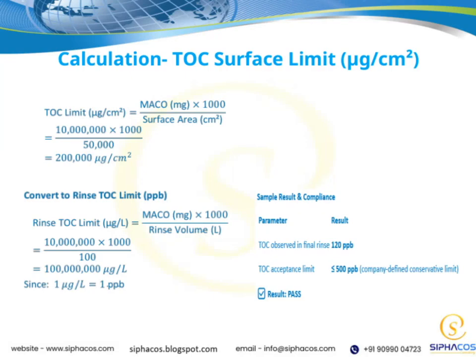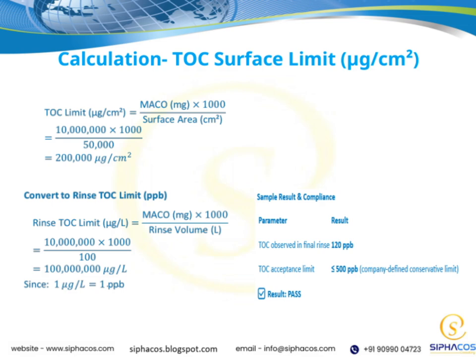Now, let's take a closer look at the calculation of the TOC surface limit, which is measured in micrograms per square centimeter, or µg/cm². This metric is critical because it helps us understand the maximum allowable amount of total organic carbon that can be present on a surface without posing a risk. When we talk about the surface limit, we're essentially setting a threshold to ensure safety and compliance, especially in environments where contamination control is vital.